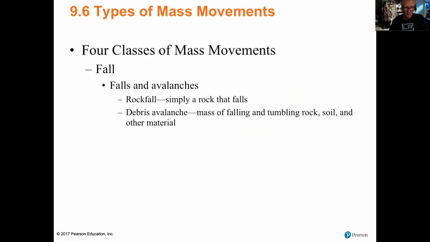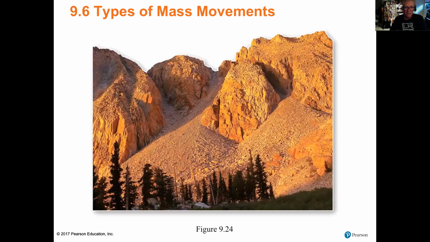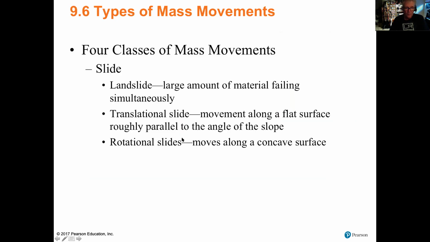Okay, so fall is strictly rock that falls. And if there's a lot of it, then it's an avalanche. You can see this is strictly just pieces of rock that have weathered and broken apart and have fallen down the slope. Slide, where you have a large amount of material failing simultaneously, can be translational or rotational.